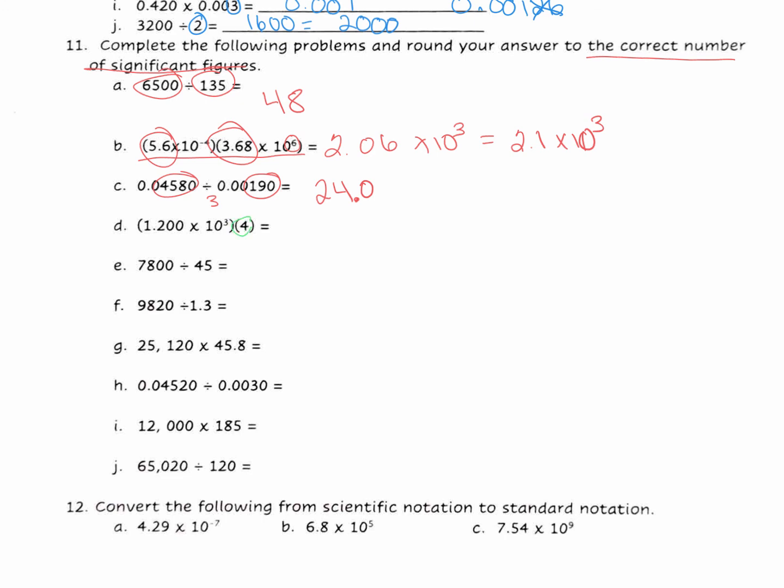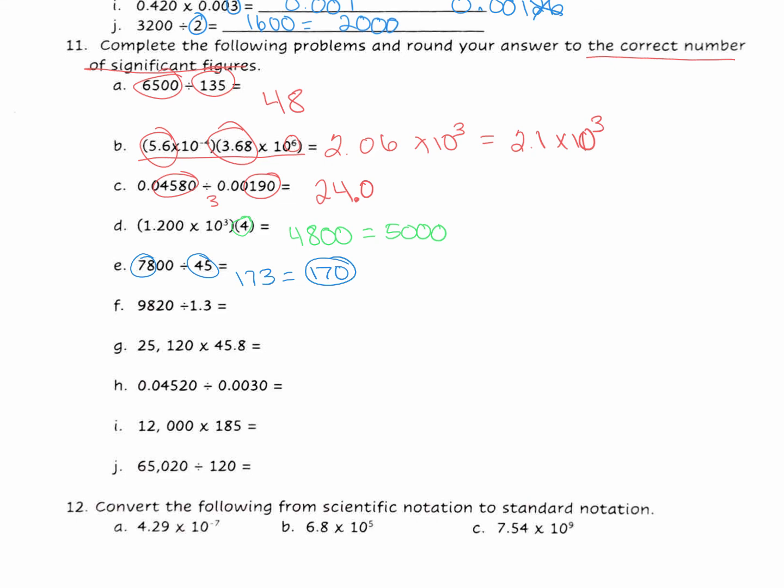I can only keep one significant figure. So 4,800 then becomes 5,000 because I can only keep one figure. All right, the next one, 7,800 divided by 45, 2 significant figures there and 2 there, so my answer can have 2. I like to at least have 2. Divided by 45, I get 173. So I need to change that to 170.